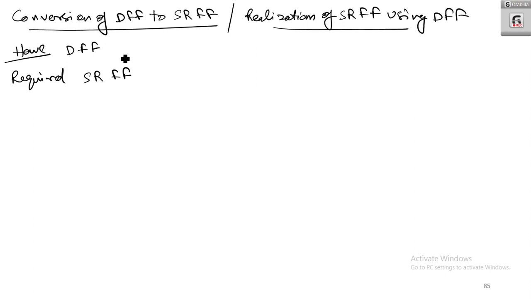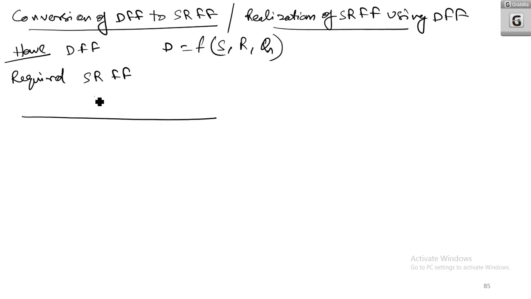That means you need to write D as a function of S, R and Qn. Only D is there, right? Now for that, let me draw the truth table of D flip-flop and the truth table of SR flip-flop. First of all, let us draw the truth table of SR flip-flop.